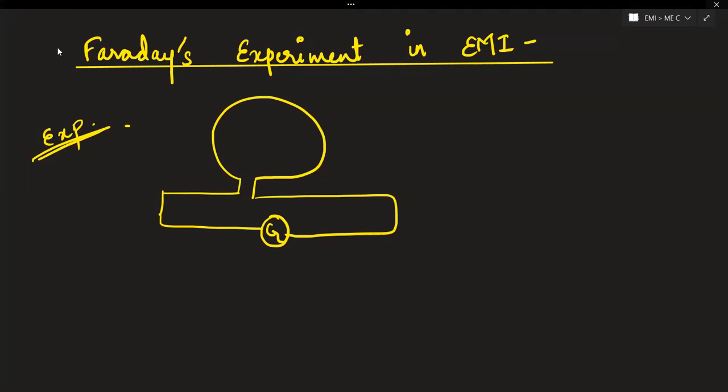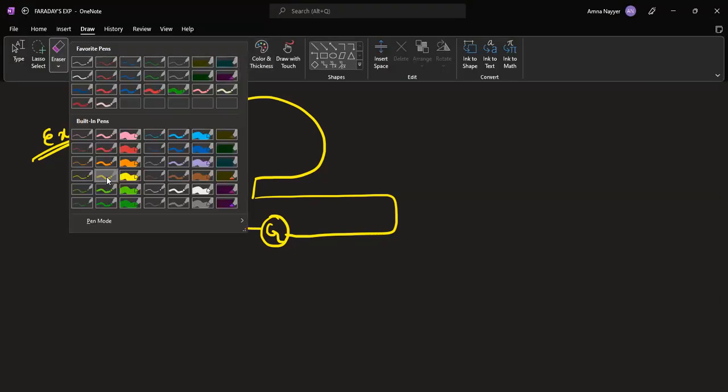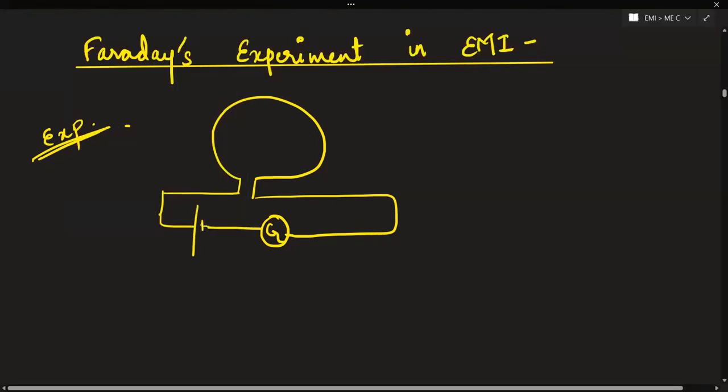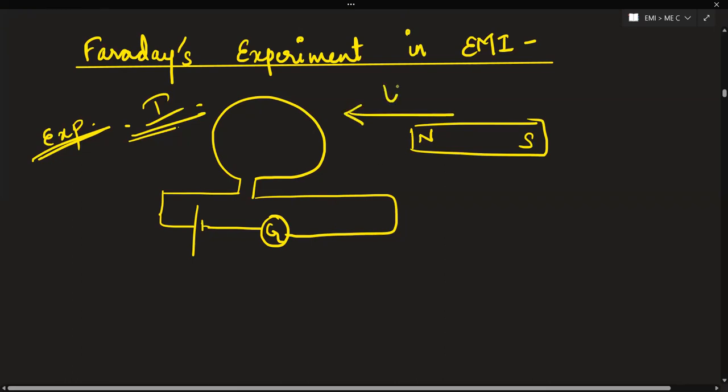Not only this, one more thing: how will the current flow without a battery? So definitely a battery was also connected. Now what happened? A bar magnet was brought. This is the first case. Let's say this is the North Pole, this is the South Pole of the bar magnet. The bar magnet was brought closer to it. Let's say v is the velocity of the bar magnet, and it was brought closer to the loop.